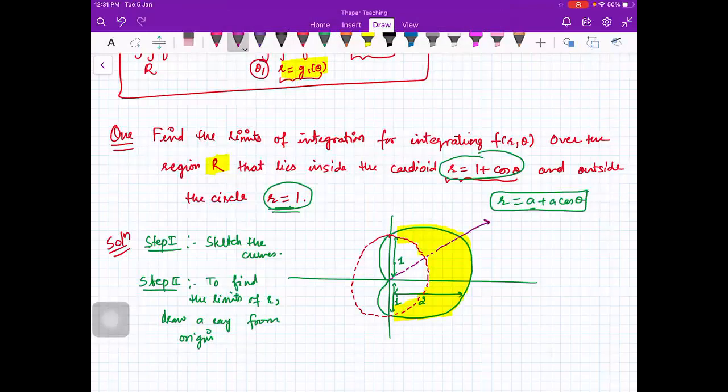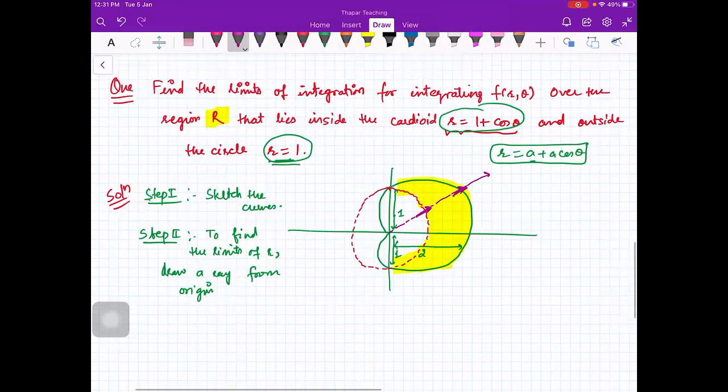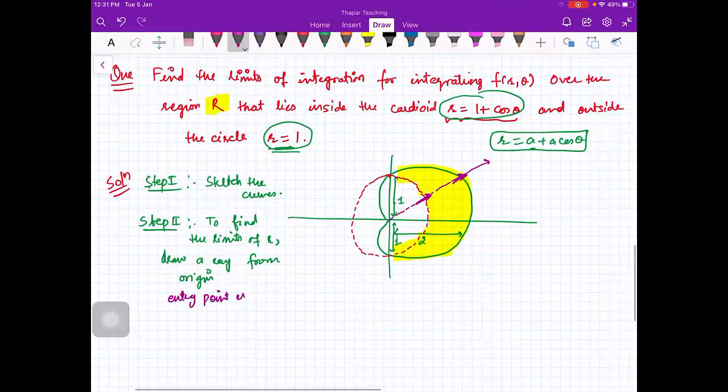Now you see at what point the ray enters the region and at what point the ray exits the region. So the entry point is, can you tell me? r is equal to 1, which is the circle, and the exit point is r is equal to 1 plus cos theta. So these are the limits of r.